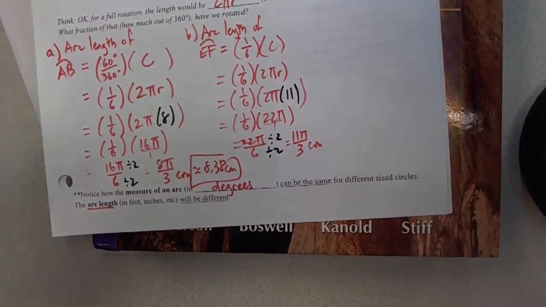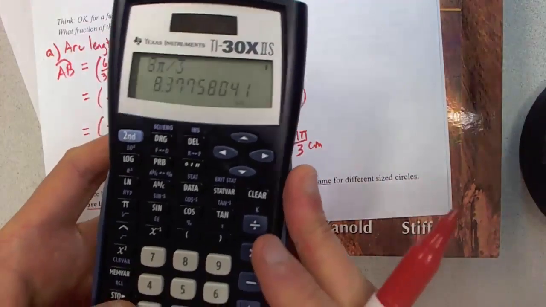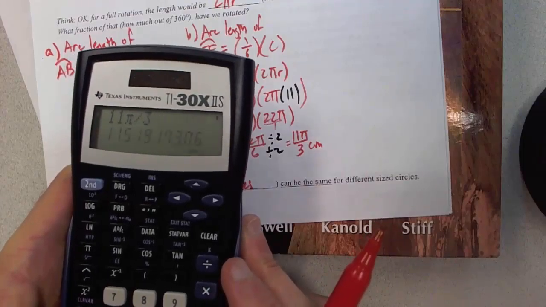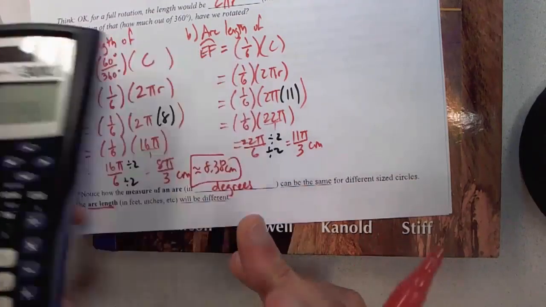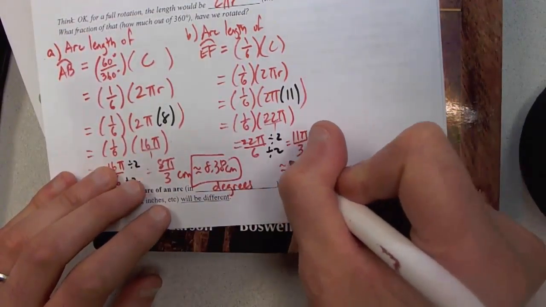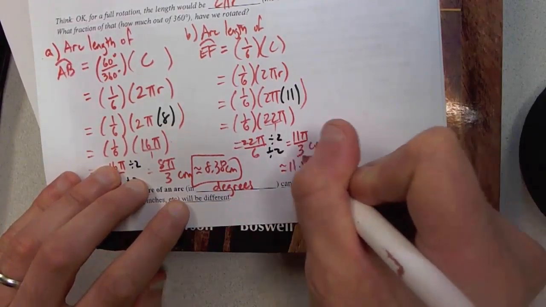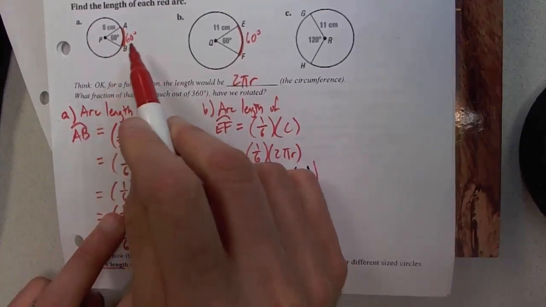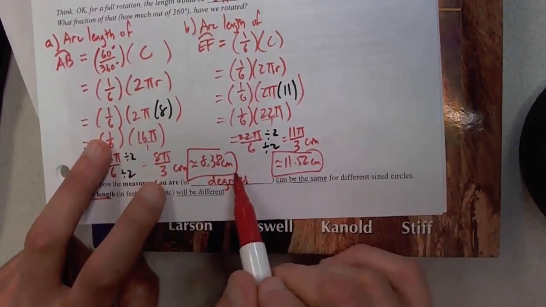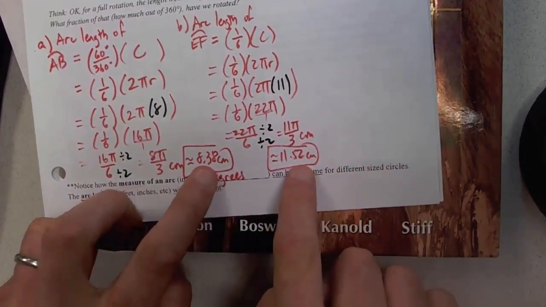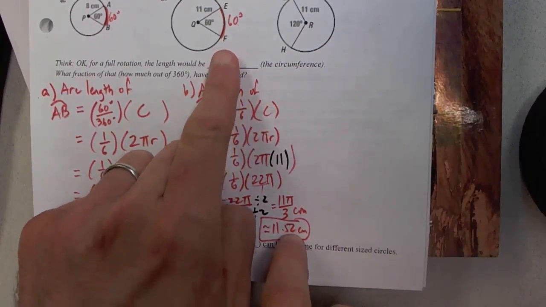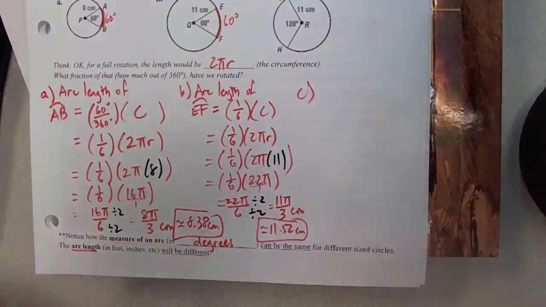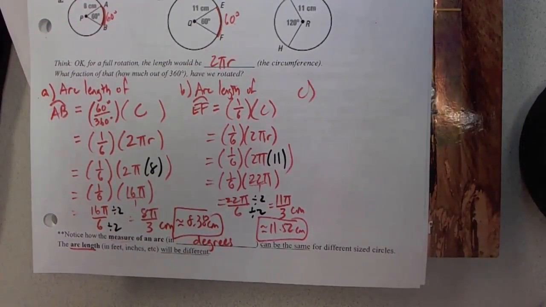So it's clearly bigger. How much bigger? Let's take a look. 11 pi over 3 is approximately 11.52. So we see here again, yes, the measure, because these were central angles, 60 degrees, is the same, but the length, of course, was different because this is a bigger circle. So 1/6 of a bigger circle is a longer length. All right, go ahead and pause the video, try letter C, and then we'll come back and talk about it.